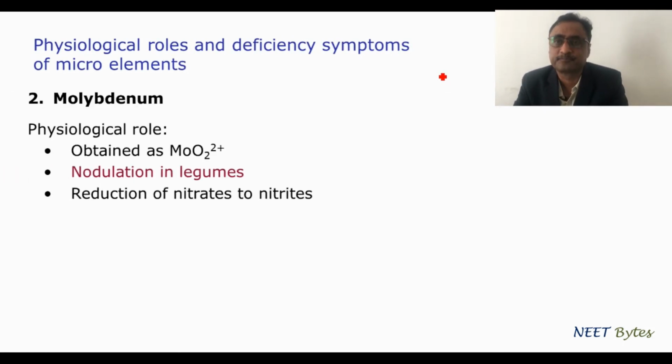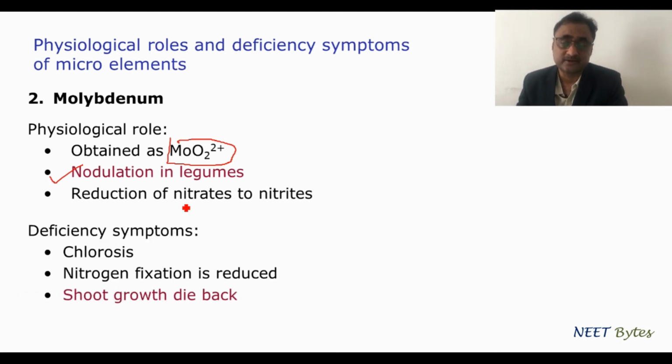Okay, fine. Let's talk about one more, and that is molybdenum. So molybdenum is obtained in the form of MoO2. They participate in the nodulation in legumes, and they are part of an enzyme called nitrate reductase that primarily converts the nitrates into nitrites.